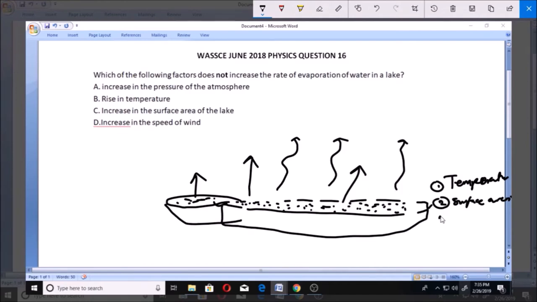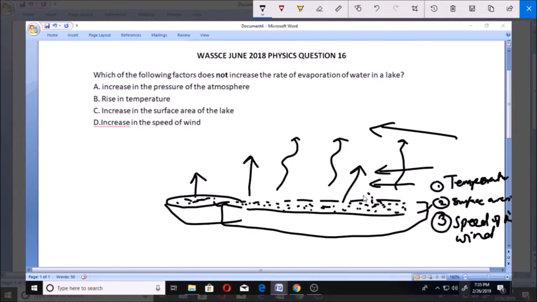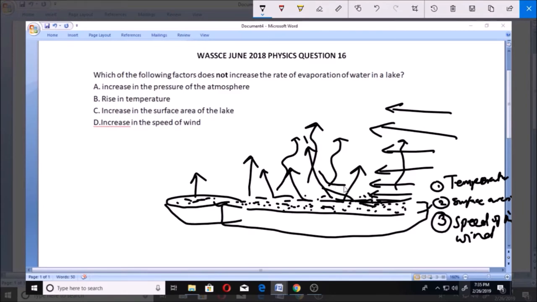Now, number three thing that will make there to be more water going up is the speed of the wind. If we have a heavy breeze flowing, what's going to happen? It is going to push some of this water out of the lake surface and into the atmosphere. As this breeze is flowing in this direction or any other direction, it will pick the water from the top of the lake and be going up. So all these three factors will increase the rate of evaporation. So what will not increase the rate of evaporation is option A, which is increasing pressure of the atmosphere.